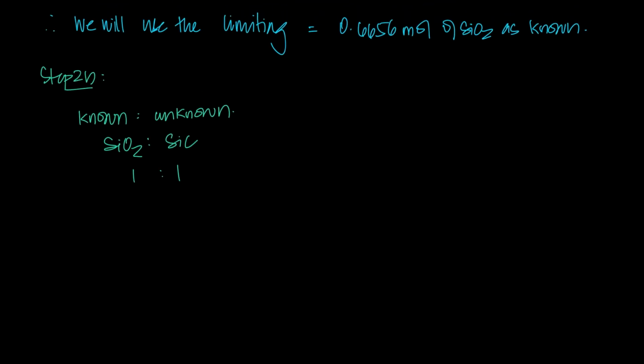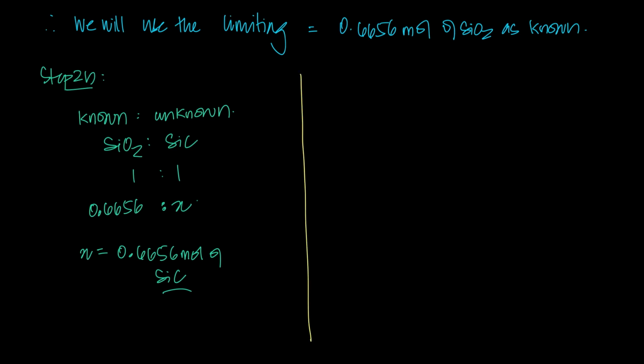And SiO2's moles, how many do I have? 0.6656, which means how many moles of SiC will I make? 0.6656 moles of SiC. Now that's step 2B done.